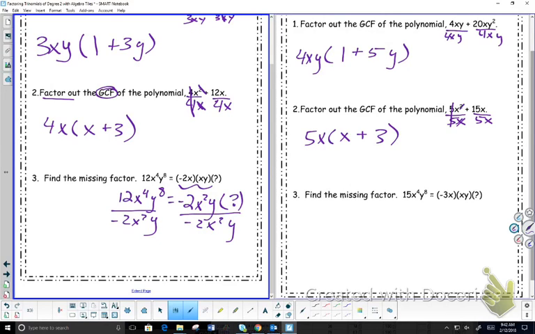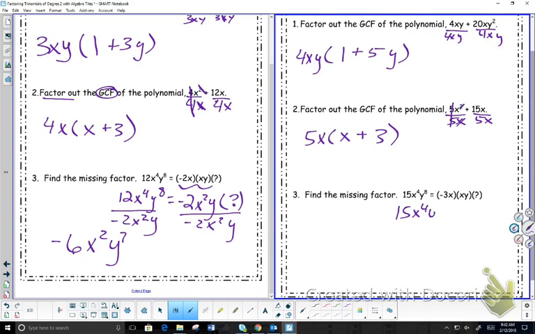Well, let's see, 12 divided by negative 2 is negative 6. Then I have what? X to the 4th divided by x squared would be x squared. Y to the 8th over y to the 1st would leave y to the 7th. Same thing on this other side. I have 15x to the 4th, y to the 8th. These two would be negative 3x squared y, and then it's times something.